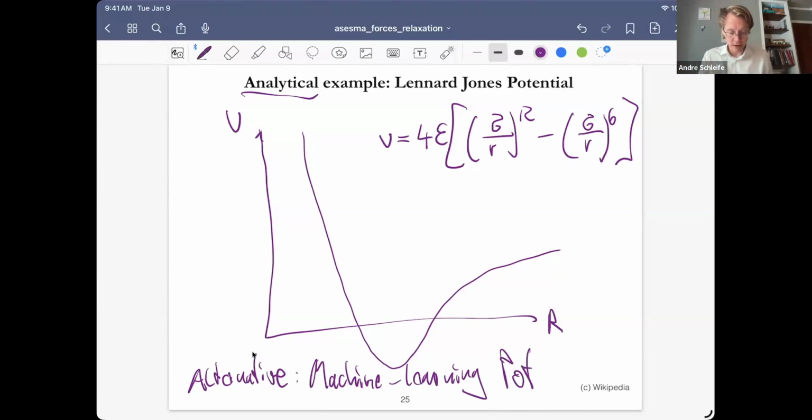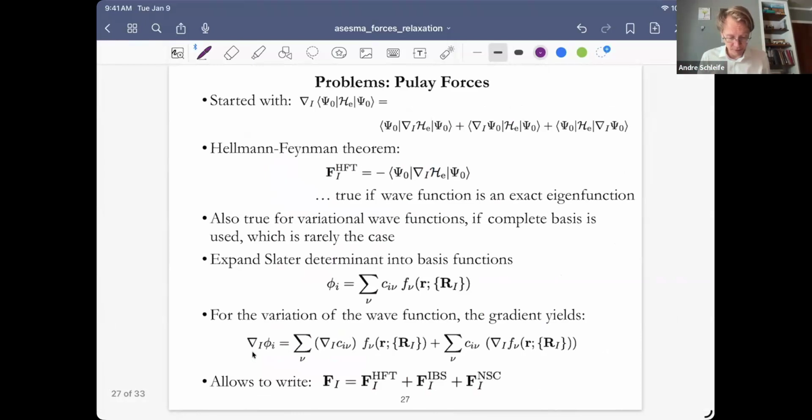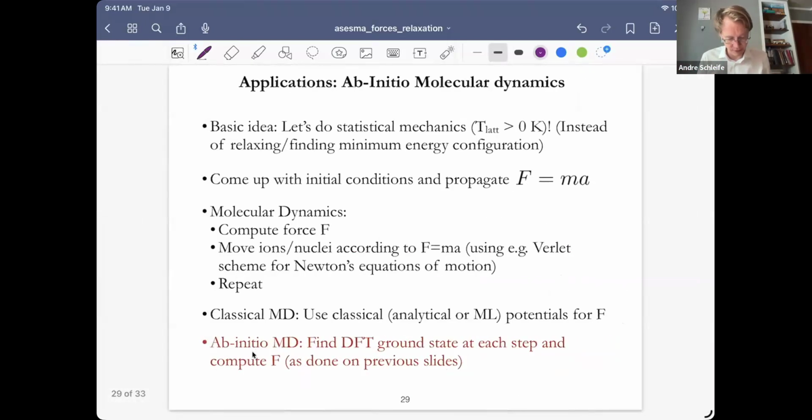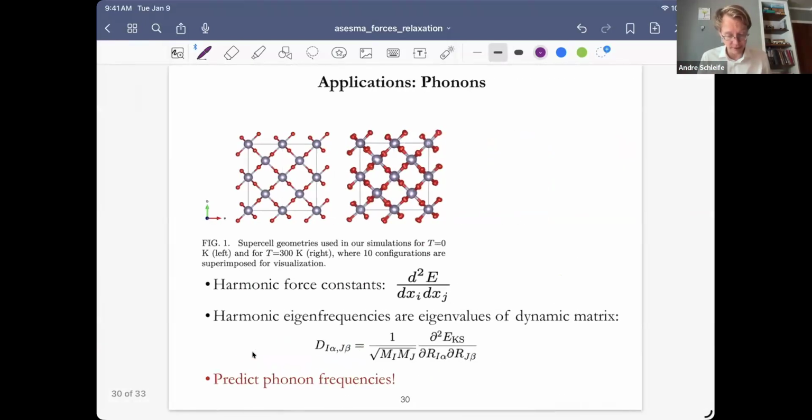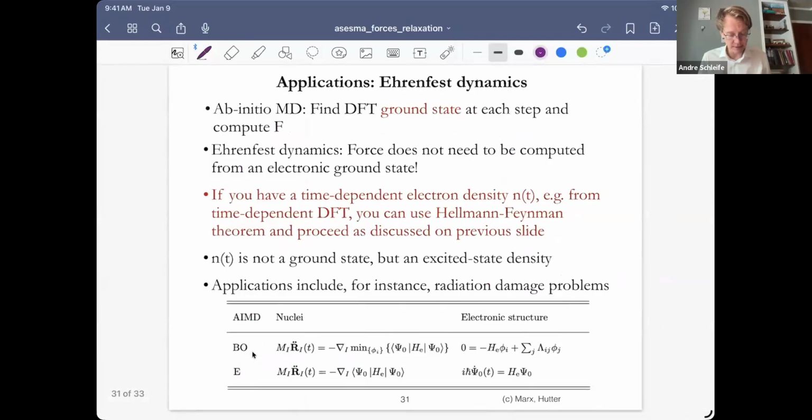Perfect. Okay, and so then what I'm going to do is I'm going to upload these slides. Yeah, these are technical things that you don't really have to worry about. We talked about molecular dynamics and we talked about phonons. So I upload these two things and this one I skip.